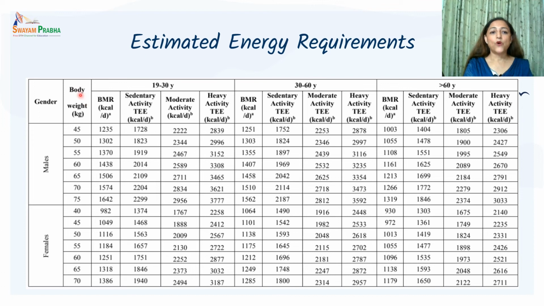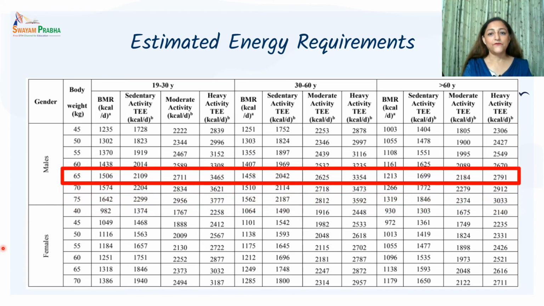The second column is of body weight. That means for the male ranging from 45 kilograms of weight to 75, and for females 40 kilos to 70 kilograms. And along with that, the next column is of basal metabolic rate. So this is the basal metabolic rate value which we shall be using to calculate the energy requirements of 19 to 30-year-old males or females. And after that, for 30 to 60 years, they have other BMR values. For more than 60 years, they have other BMR values. We just saw in the previous slides that the reference man who is 65 kgs, his BMR is 1506.